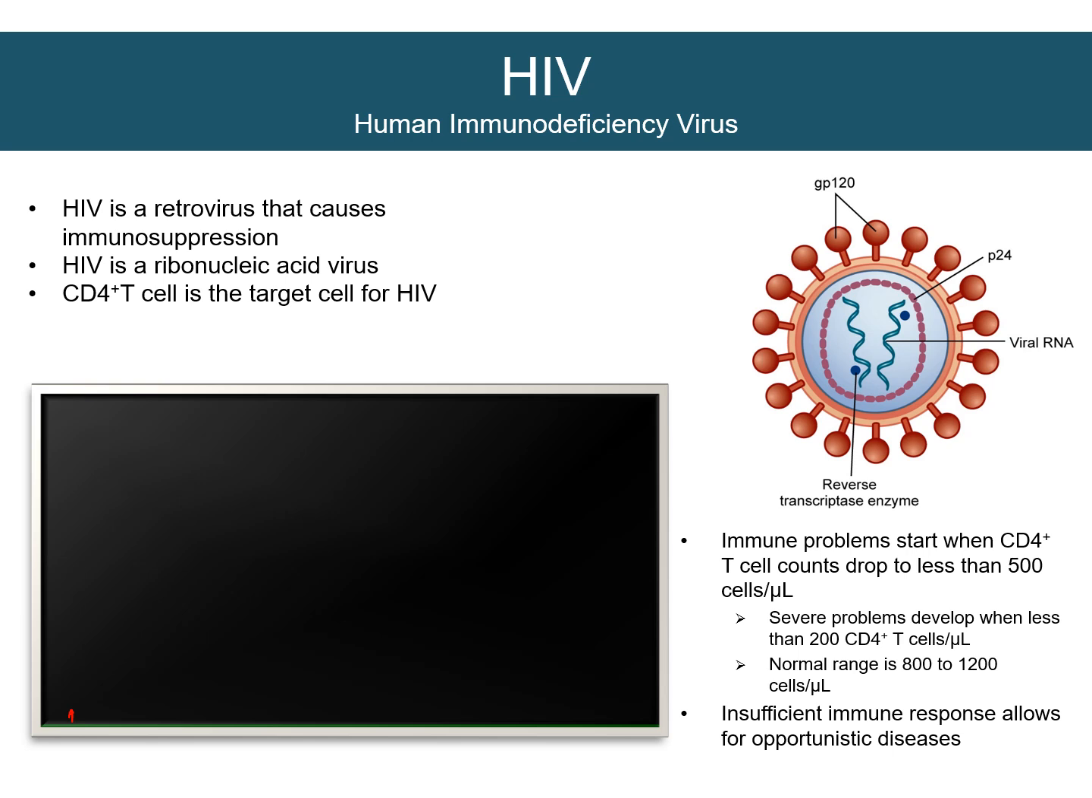All right, so let's look at some numbers here. Immune system problems start when the CD4 plus T cell count drops less than 500. When it drops less than 500, that's when we start to see clinical manifestations. Severe problems develop when that CD4 plus count goes lower than 200. Normally a healthy person has between 800 to 1200, so that should be your reference. Okay, so 500 is when we start to see things. 200 is severe, is considered critical.